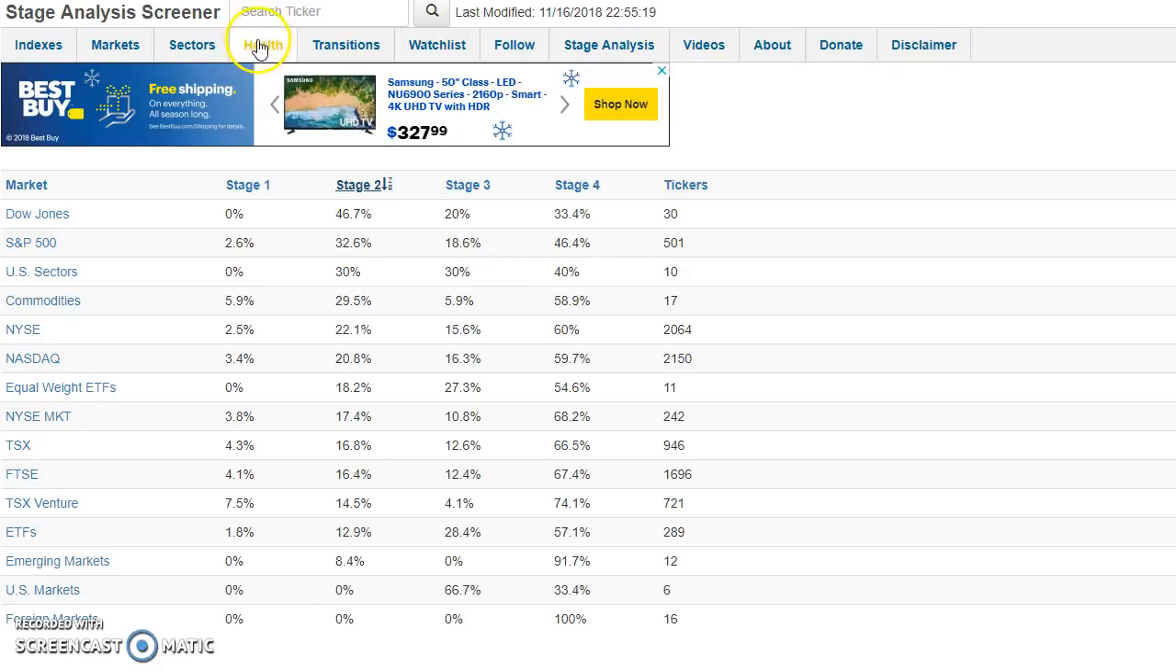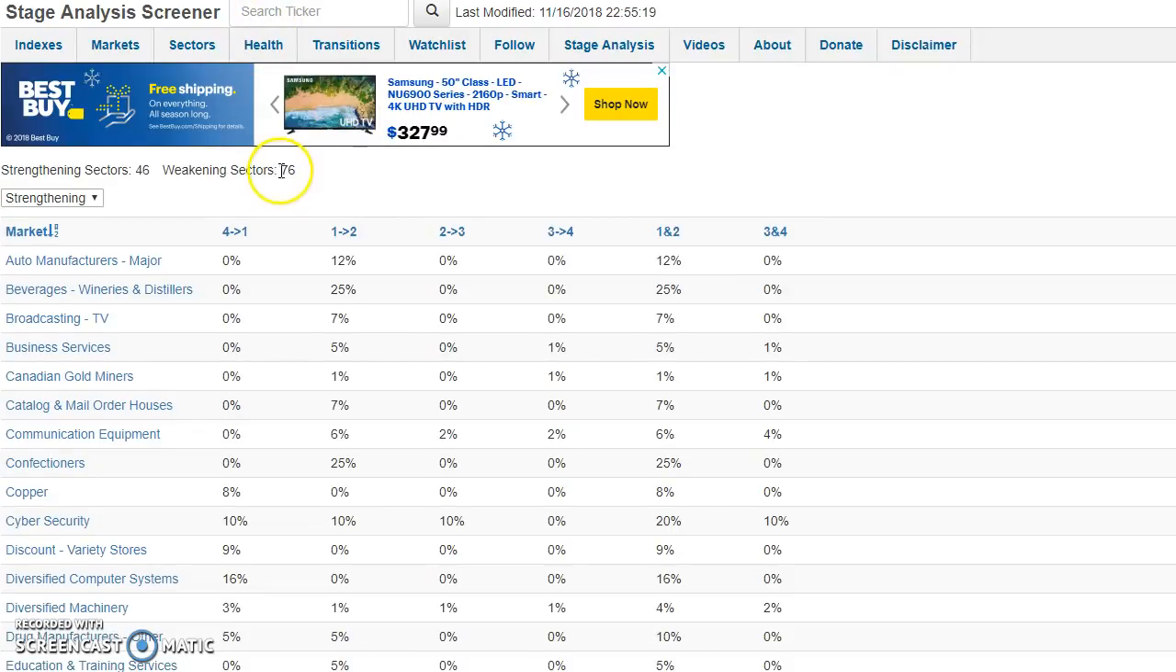We can also look at the health page, and this is a summary of all the sectors that I have on the screener and whether they're strengthening or weakening. I look at this page to get a quick visual to see if more sectors in the market are getting better, or are they losing ground. And again, the market is still weak, so we've got more sectors weakening.